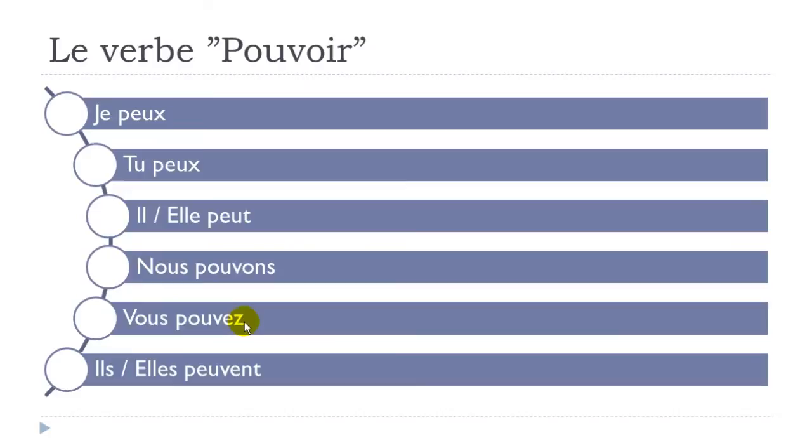So let's read them one more time. Je peux, tu peux, il peut, elle peut, nous pouvons, vous pouvez, ils peuvent, elles peuvent. As usual, this ENT ending, you write it, you don't pronounce it. Peuvent. It's really useful. You should definitely know it by heart, so try your best. Watch this video again if you need it, and I hope it will enter your head quite easily.